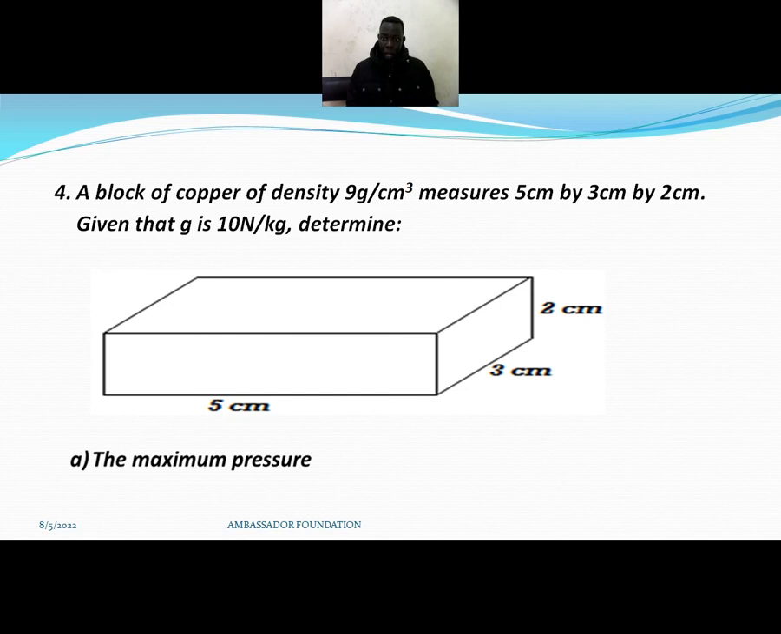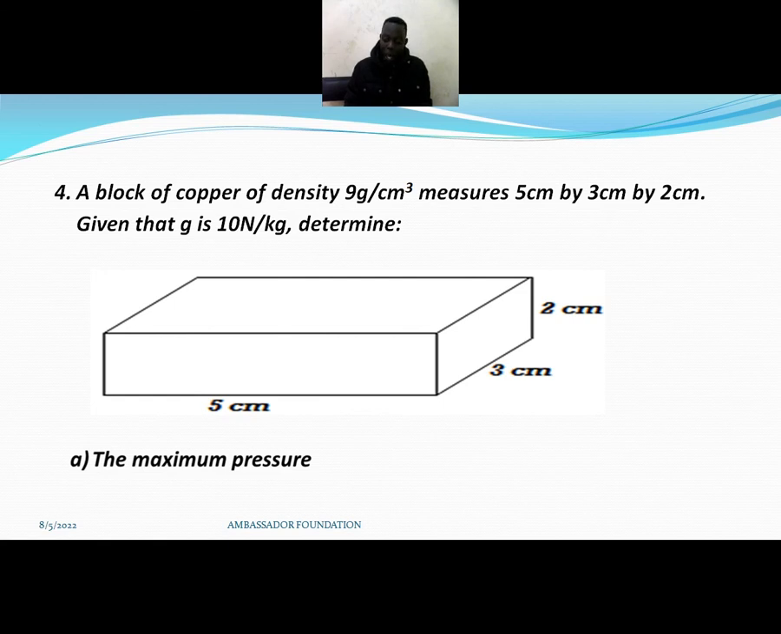Look at a block of copper of density 9 grams per centimeter cubed that measures 5 by 3 by 2 centimeters. Given that the gravitational field strength is 10 Newton per kg, determine the maximum pressure and the minimum pressure. Starting with the maximum pressure, for you to get pressure, you require the weight, that is the force, and the area. We have the areas because we are given the dimensions. But we don't have the weight, which comes from the mass.